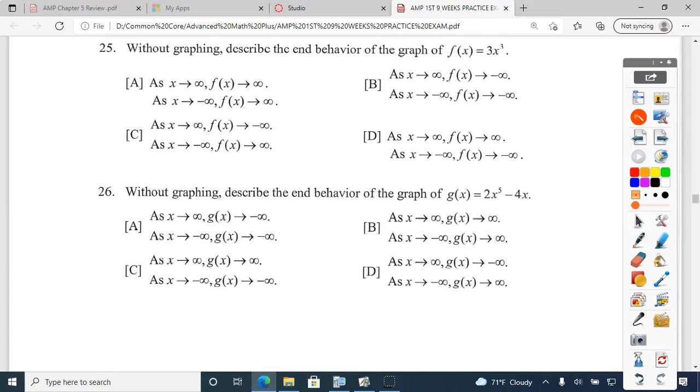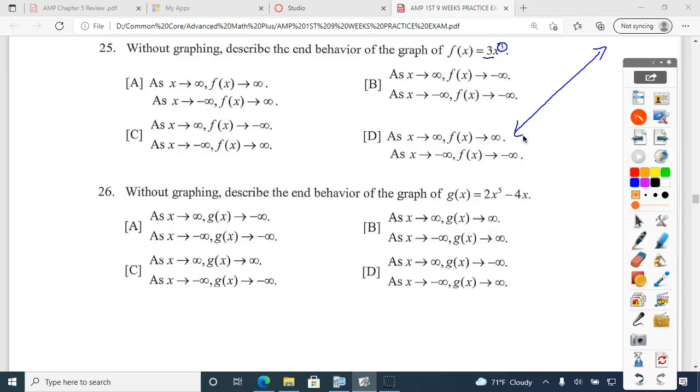25, without graphing, describe the end behavior. I've told you can graph them. It's going to be hard to stop you since you have your calculators. But just know you can do it quicker if you don't graph. Remember, it's an odd degree. That means it's going to be going up and down both. Okay? And since it's a positive 3 in front, that means from left to right it's going to be going up.